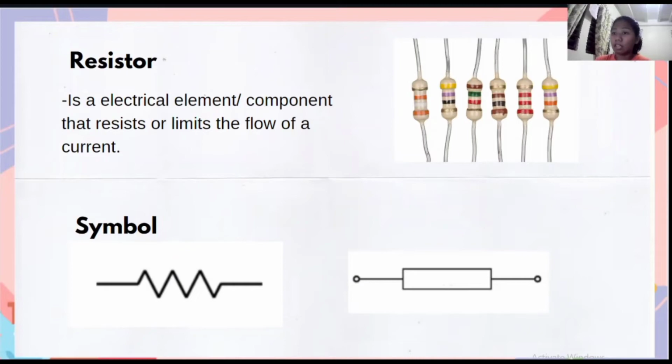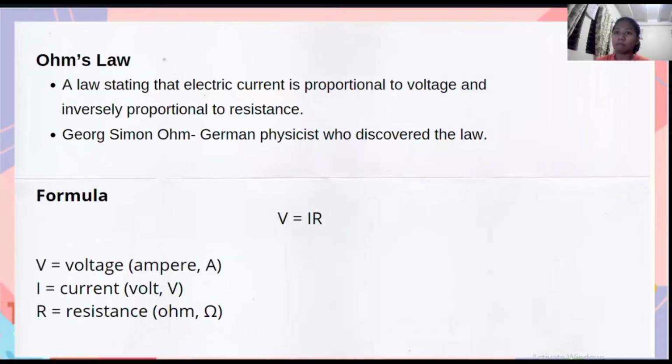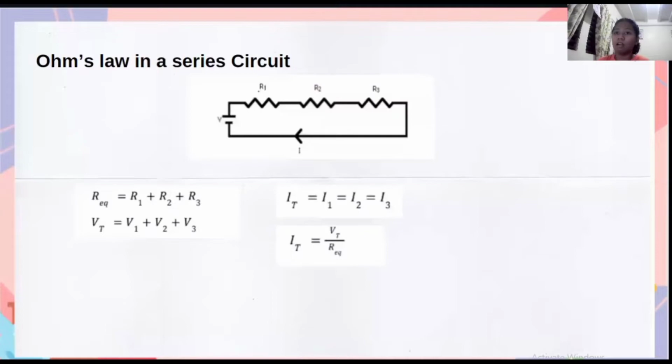A resistor is an electrical component that resists or limits the flow of current. We calculate the resistance using Ohm's law, a law stating that electric current is proportional to voltage and inversely proportional to resistance. It was introduced by George Simon Ohm. The formula for Ohm's law: voltage equals current multiplied by resistance. Ohm's law in a series circuit. As you can see, there is only one path. The formulas are given for equivalent resistance, total voltage, and total current.